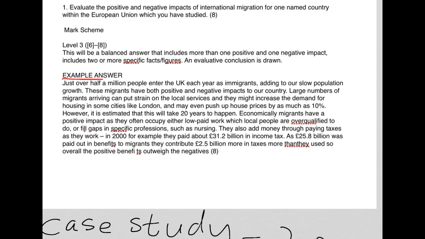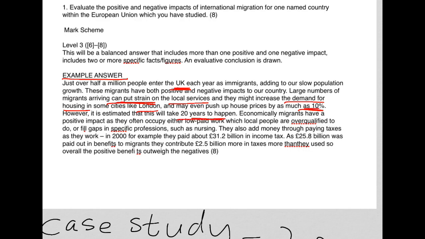If you come down and look at this, you can see here that we have an example answer. It states the country, which is the UK. These migrants have both positive and negative impacts. Large numbers of migrants can put a strain, is their point, which is a negative, on local services, and they may increase the demand for housing in some cities like London. They may even push up house prices by as much as 10%. However, it's estimated that this will take 20 years to happen.